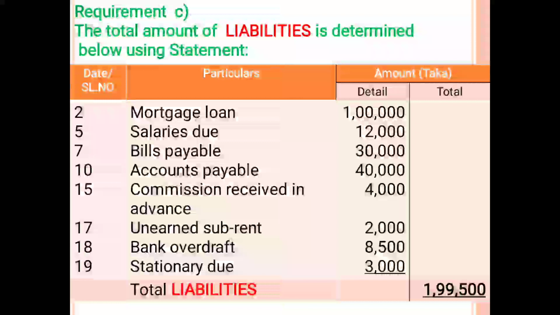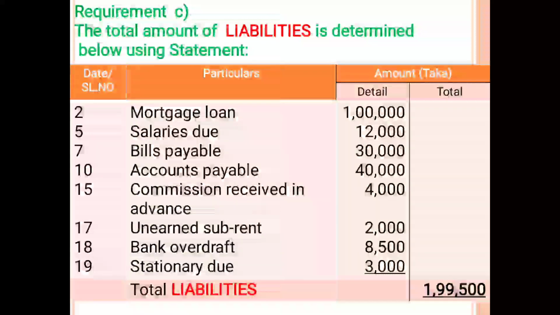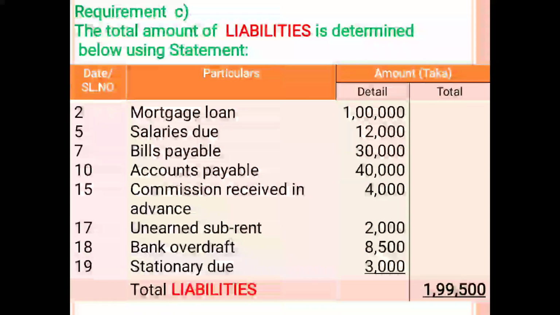The first one is mortgage loan for taka 1 lakh. Salary due for taka 12,000. Bills payable for taka 30,000. Accounts payable for taka 40,000. Commission received in advance for taka 4,000. Unearned sublet rent for taka 2,000. Bank overdraft for taka 8,500. Stationery due for taka 3,000. Total amount of liabilities is 1,99,500.